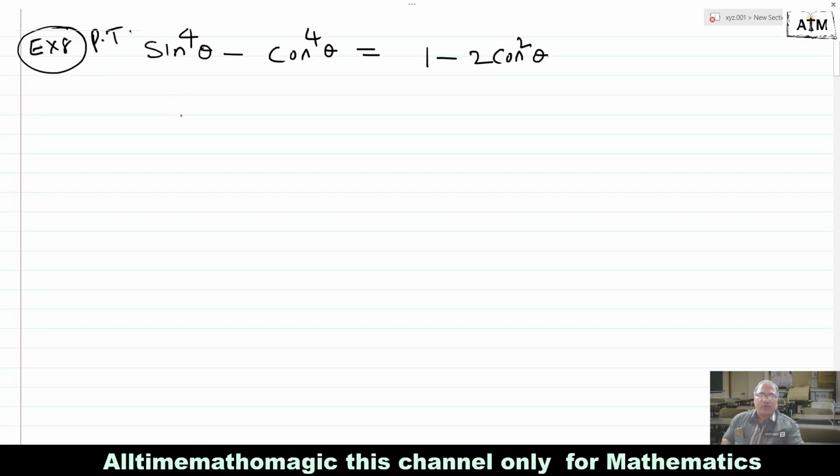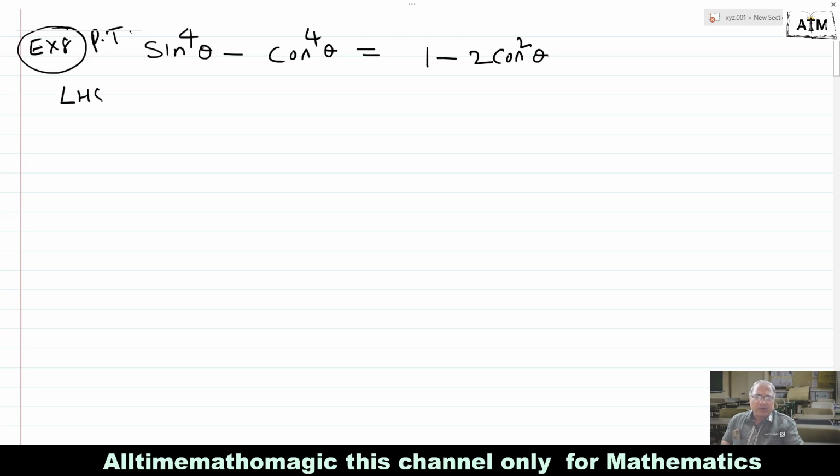Before going further to solve example number 8, I want to clear one thing. If you want to become a master of trigonometry, you have to be a master of algebra, because the proofs and solutions in trigonometric problems come from algebra. So algebra is a basic thing. In this question I am totally going to use algebra to prove LHS equals RHS.